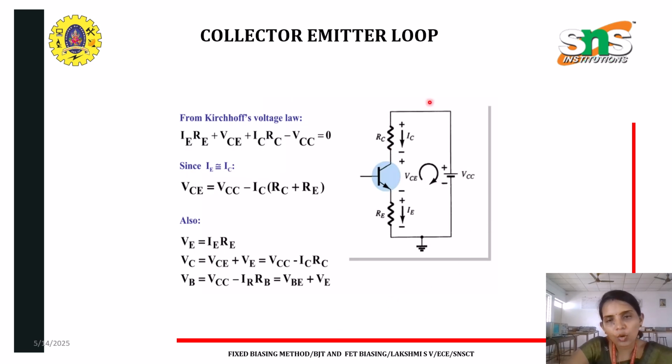Similarly, analyzing the output part of the emitter stabilized circuit, we can solve for VCE by applying Kirchhoff's voltage law. The equation obtained would be IE RE plus VCE plus IC RC minus VCC equal to 0. Then solving for VCE, we obtain the equation.